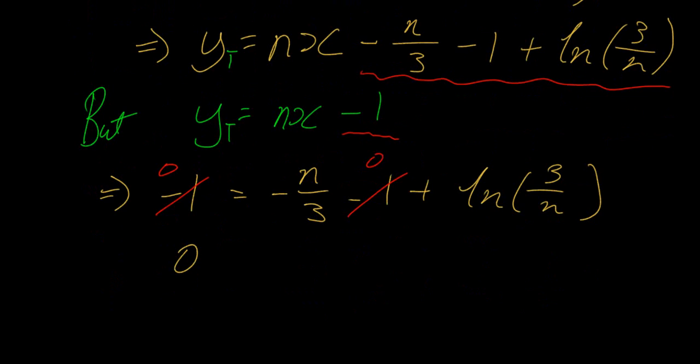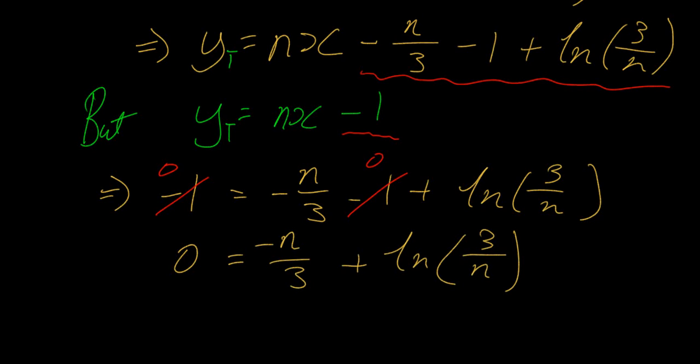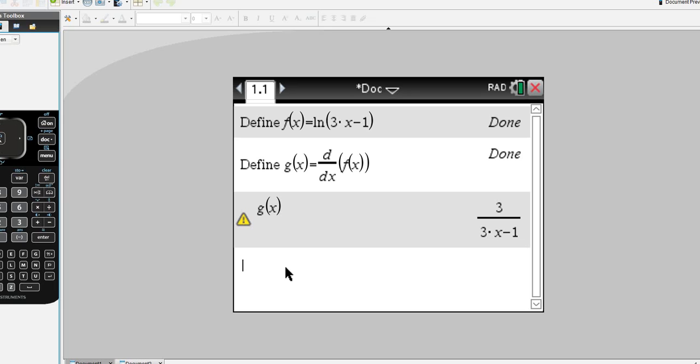And we're really solving for this. 0 is equal to negative n on 3 plus natural log of 3 on n. A little bit complicated to do by hand, so this is where we can use technology to help us out. So moving back to our CAS, we can use the solve function. 0 is equal to negative n on 3 plus natural log of 3 on n. We're solving for n.